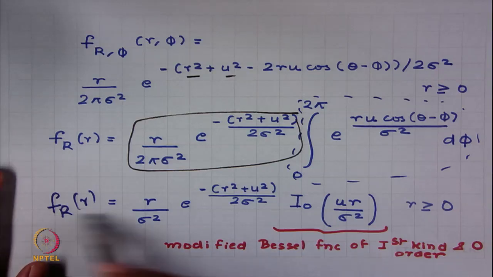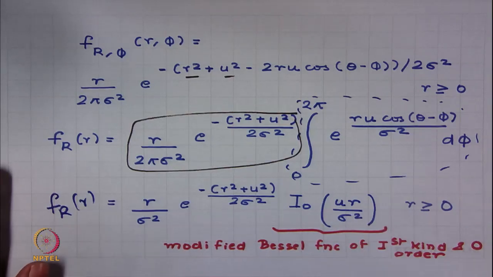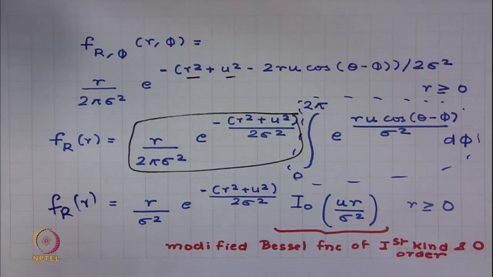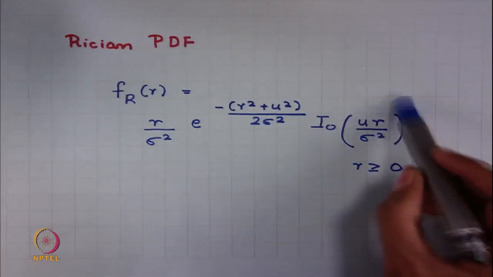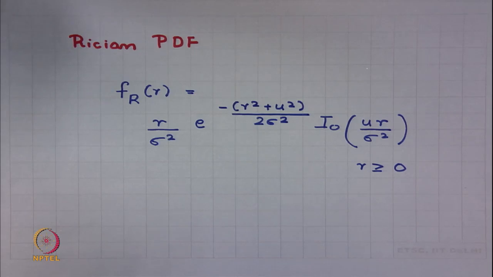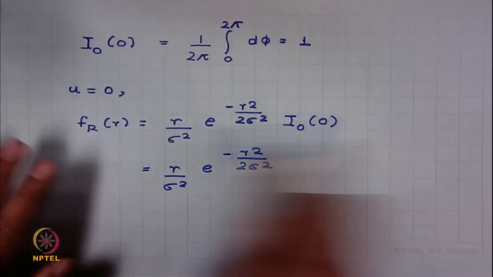So, what we have got is that the marginal PDF of random variable r is this. Does it have a popular name? Yes, it does. It is known as the Rician PDF, named after the famous engineer Rice. So, the Rician PDF looks like this. It contains this modified 0 order Bessel function of first kind. We will try to look at this PDF again, but let us first ask some basic questions.